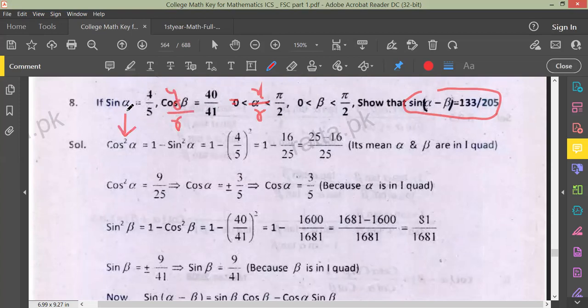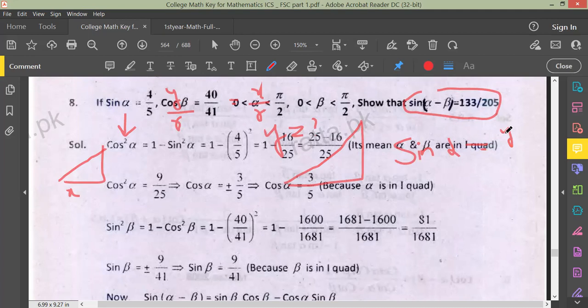Here, to find cos of alpha, we will apply the Pythagoras theorem and find the value of x. Similarly, here we want to find the value of y, which we get after applying the Pythagoras theorem. So you can find the value of y. If we find the value of y, since cos of beta is given, sine of beta will be equal to y over r.